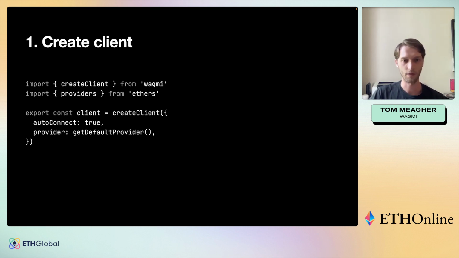So yeah, once you install, we'll just create a client. This is the vanilla JS client I was talking about earlier. The only option that you need to provide out of the box is the provider, which is just an Ethers.js provider. Wagmi is built on top of Ethers. And so by supplying a provider here, you make sure the Wagmi client can connect to the network.